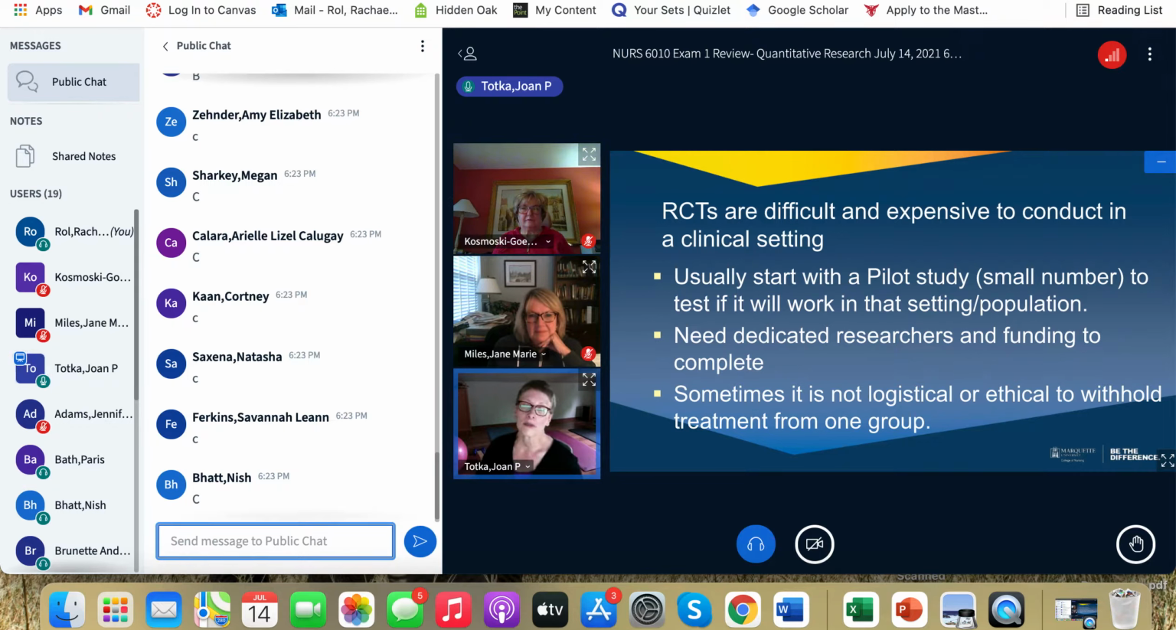Randomized controlled trials are difficult to do, especially in a clinical setting. They're expensive, and nobody will give you a bunch of money unless you have a really good proof of concept. You usually start with a pilot study, which is a small number, to test if it'll work in the setting or population. You need dedicated researchers and funding to complete a randomized controlled trial. Even with enough numbers, it's still a big job. And sometimes it's not logistically or ethically possible to withhold treatment from one group.